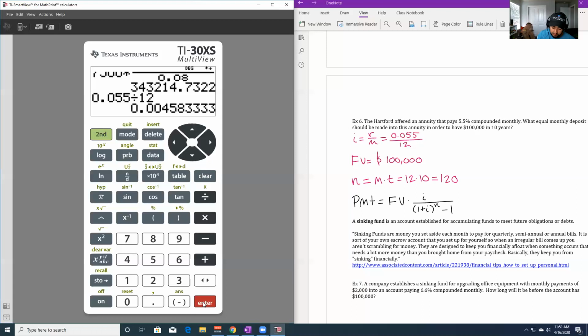Okay, now let's plug everything in for the payment. So you'll get payment equals our future value of 100,000 times I, which I'm leaving as a fraction, right? Let me see. One moment. $100,000 times I, which is 0.055 over 12. Put that in parentheses just to make everything nice and neat.